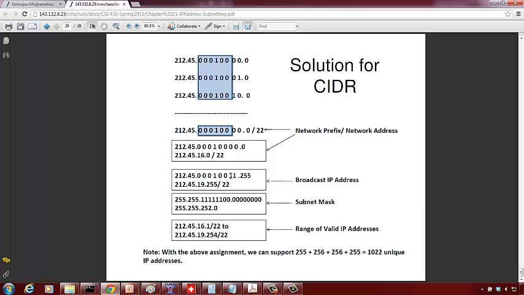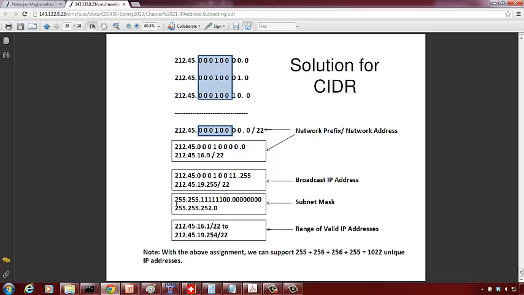So now these two go with these 6 bits. So when you put these together, the two together in binary is 1 plus 2 is 3, plus what is this, 16, so that is 19, right? So 19.255 again /22 to indicate that the first 22 bits are for the network part. Okay, so that's our broadcast IP address.